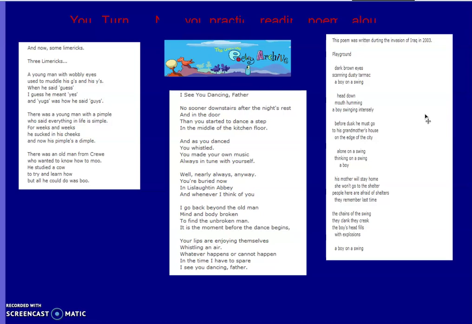People here are afraid of shelters, they remember last time. The chains of the swing, they clank, they creak, the boy's head fills with explosions. A boy on a swing.